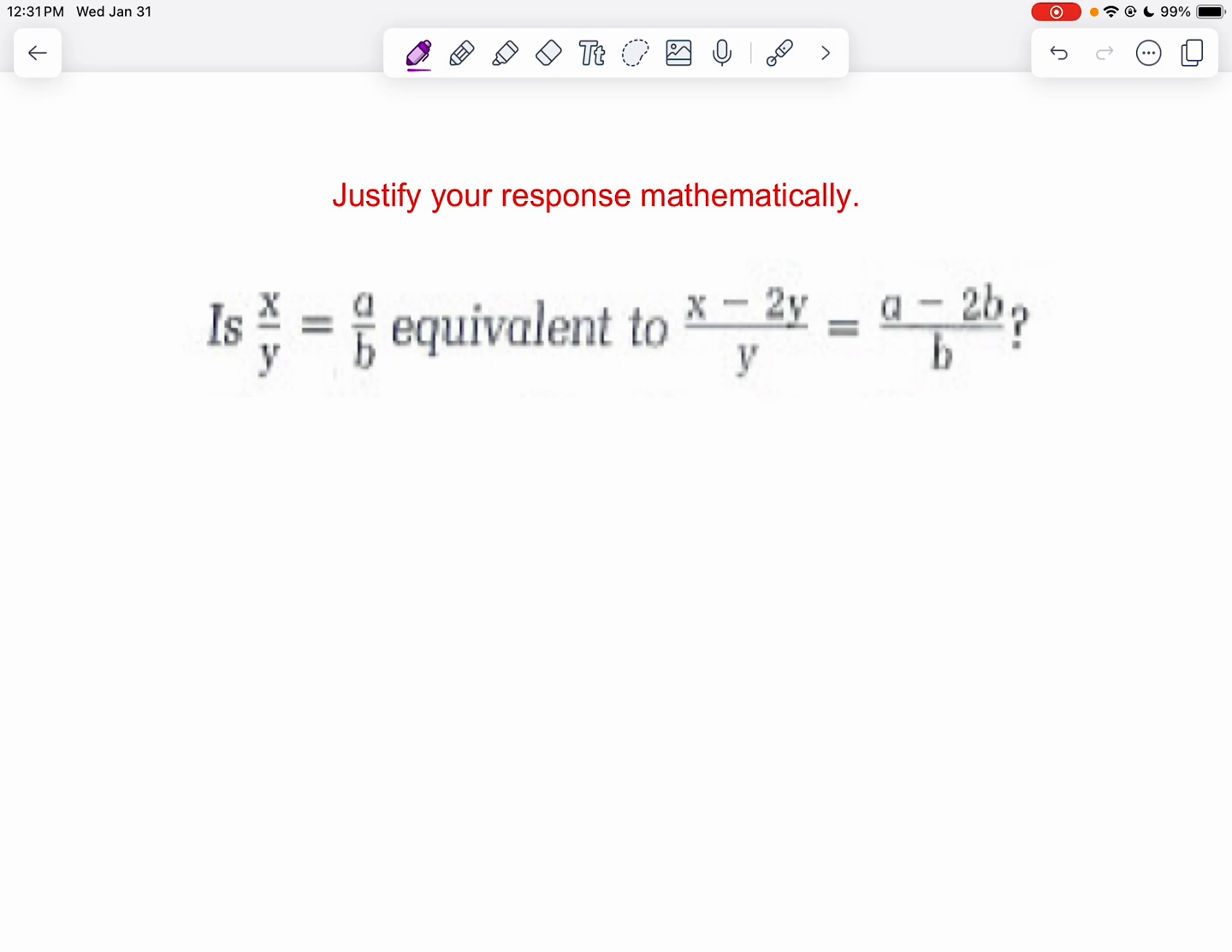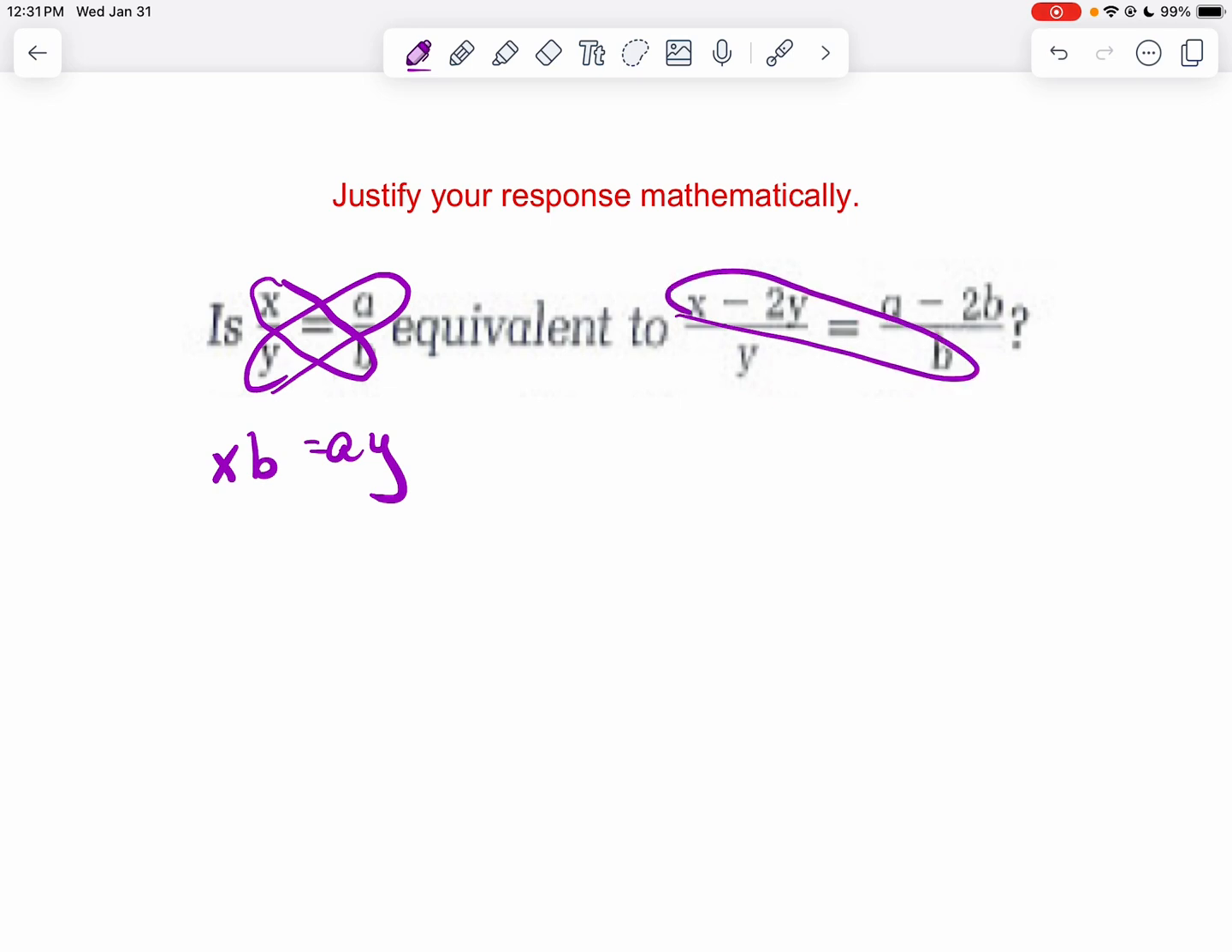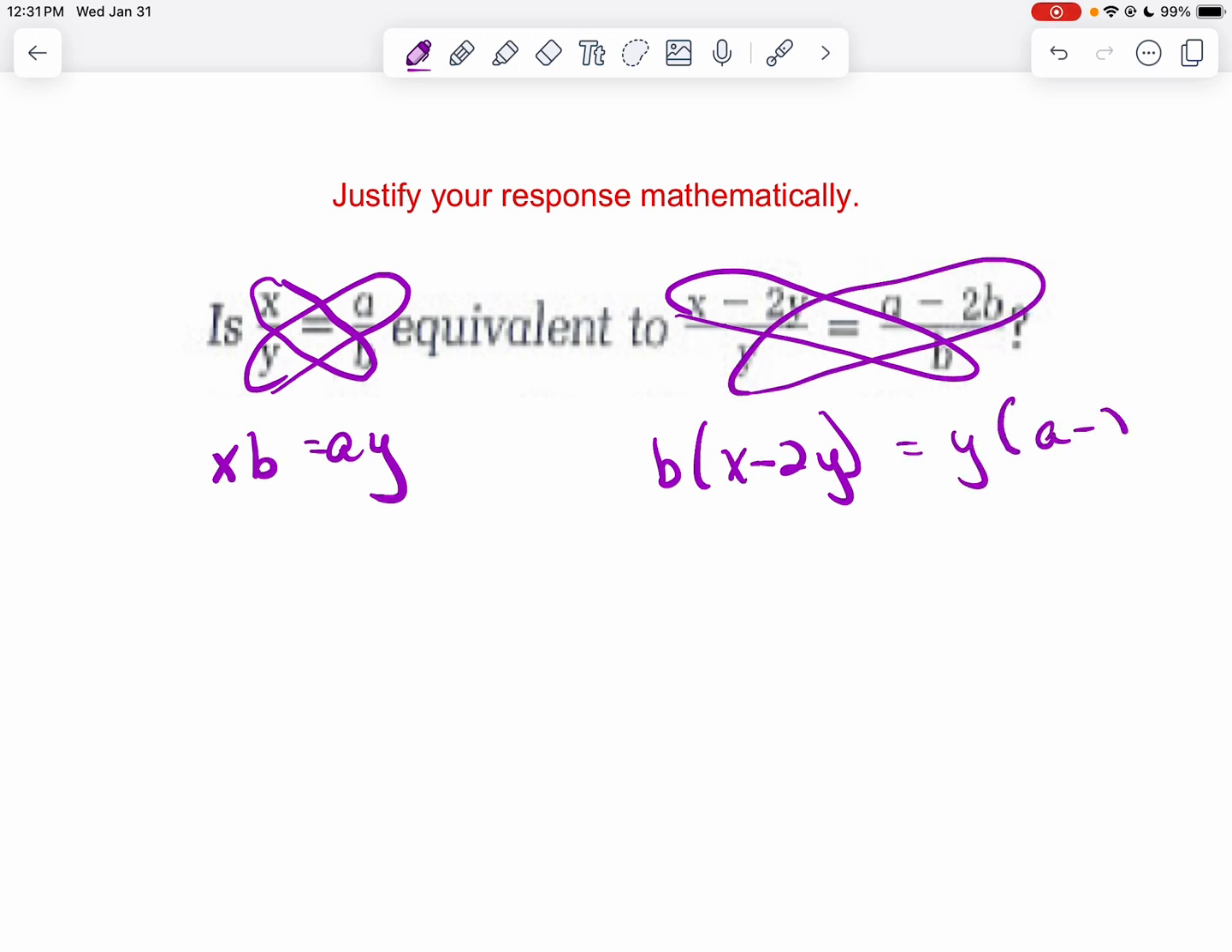So the first question says, is x over y equal to a over b equivalent to (x minus 2y) over y equals (a minus 2b) over b? So we know that we can cross multiply in order to solve a proportion. So the one on the left becomes xb equals ay. So we're going to do the same thing over here and see if they are equal. So we're going to do b times (x minus 2y) and then y times (a minus 2b).